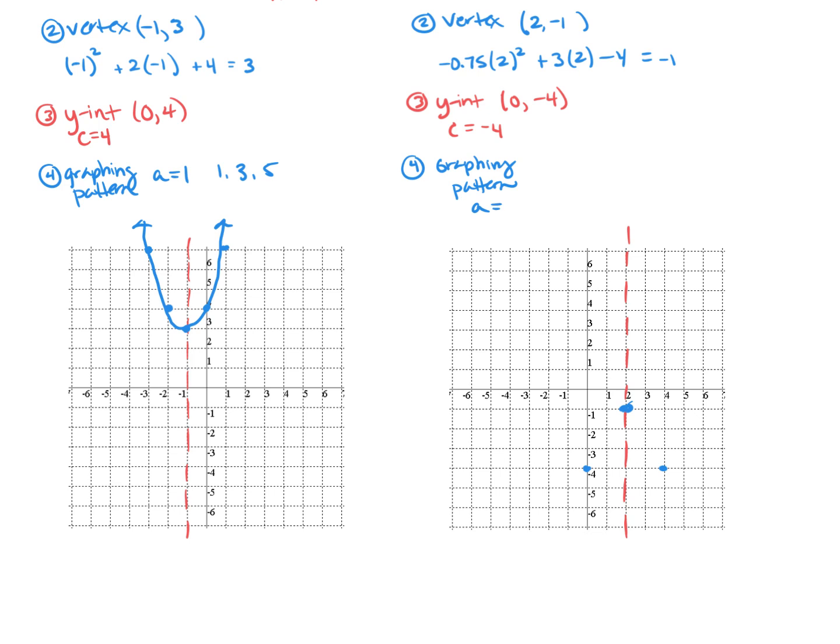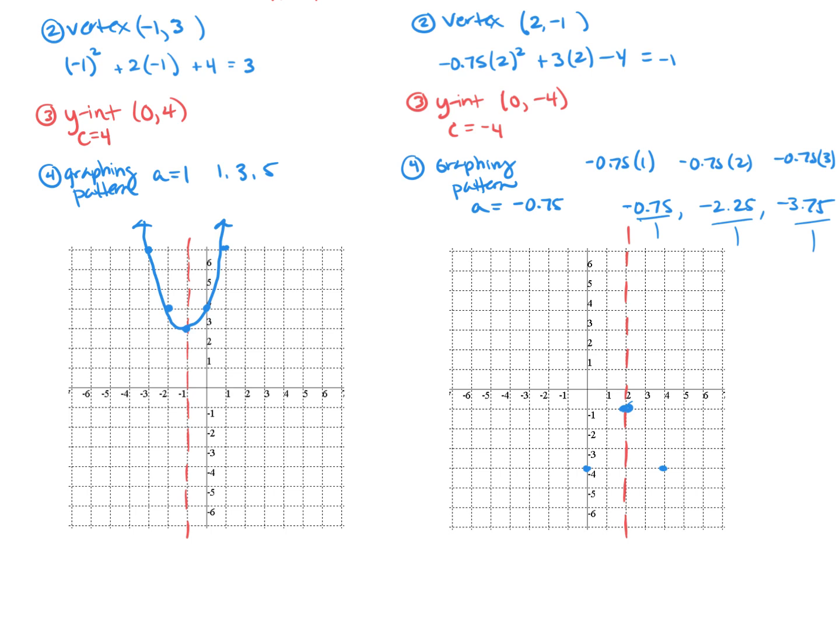So the a value is equal to a negative 0.75. So you're going to take a negative 0.75 times 1, a negative 0.75 times 2, a negative 0.75 times 3. When you multiply that out, you get a negative 0.75, a negative 2.25, and a negative 3.75. So plotting that, it's going to be a little bit tricky because of those decimals, but I think we can do it.